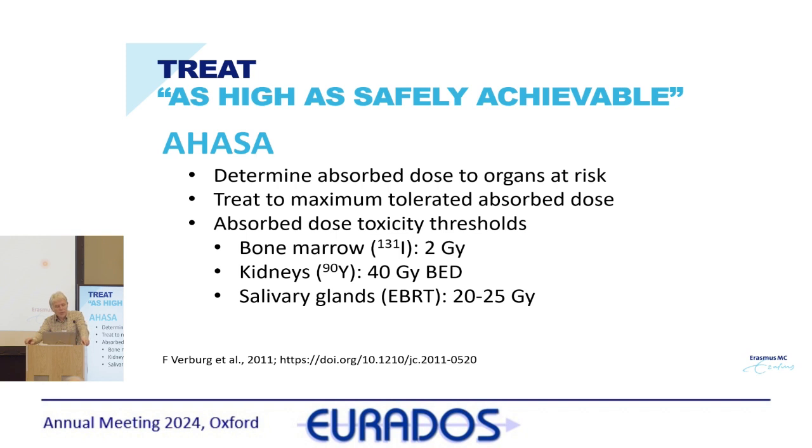And one of the aspects of what is now being considered is to treat as high as safely achievable, abbreviated as AHASA, and treat to the maximum tolerated absorbed dose in organs at risk. For bone marrow, that would be 2 gray, for kidneys 40 gray with yttrium-90, that is, and for salivary glands, we're not quite knowledgeable on radiopharmaceutical therapy, 20 to 25 gray, as known from external beam radiotherapy.